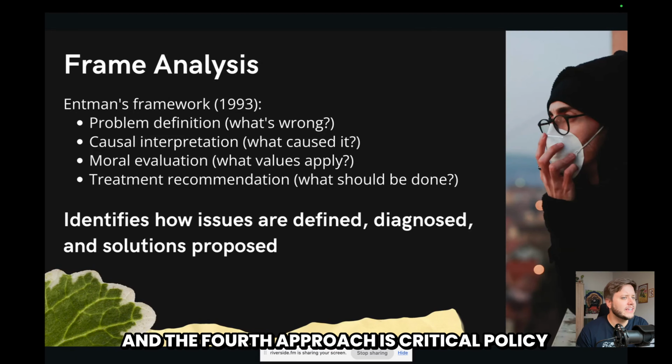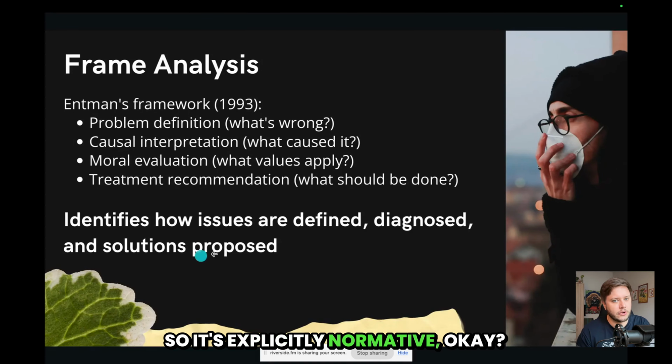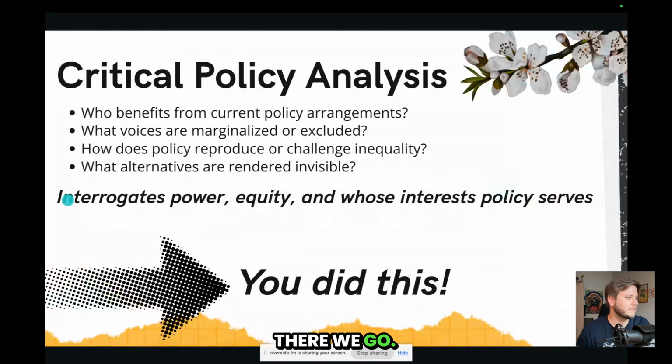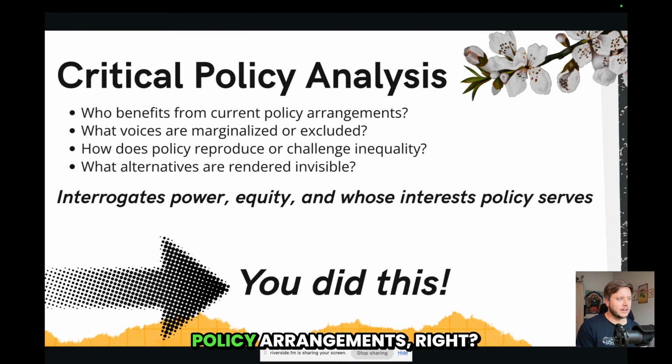And the fourth approach is critical policy analysis. This interrogates power, equity, and whose interests policy serves, right? So it's explicitly normative. Okay. There we go. We're not pretending neutrality, right? We're asking who benefits from current policy arrangements, right?